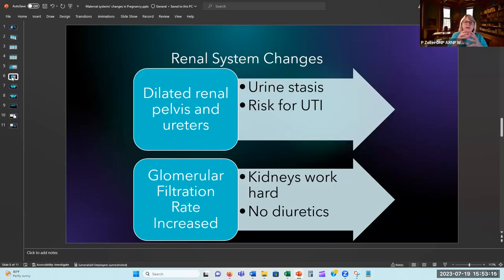The kidneys actually expand a little bit. The ureters, the tubes that draw the urine into the bladder, they actually dilate. But the urine tends to just kind of get hung up in it because they become more tortuous. So there's some urine stasis in the ureter, and so she's more prone to urinary tract infections during pregnancy. We do not give diuretics during pregnancy, okay? Kidneys are already working hard. The rate of filtration that nephron does increases, the glomerular filtration rate, the GFR increases significantly because of all the extra blood.